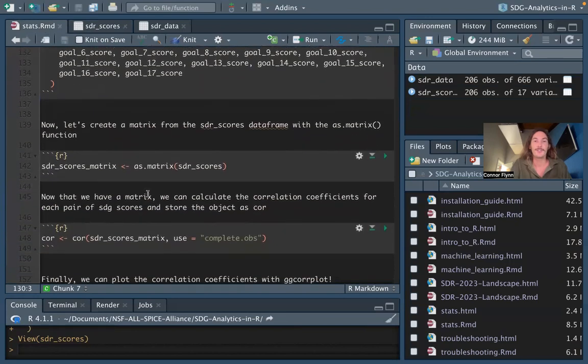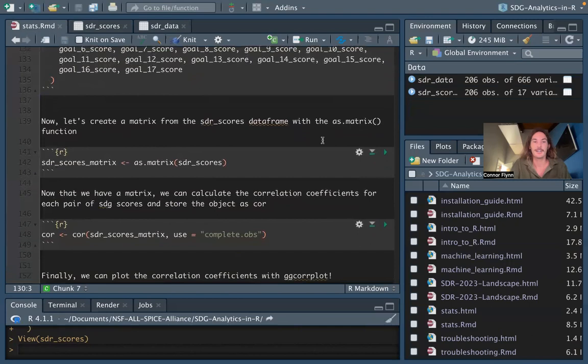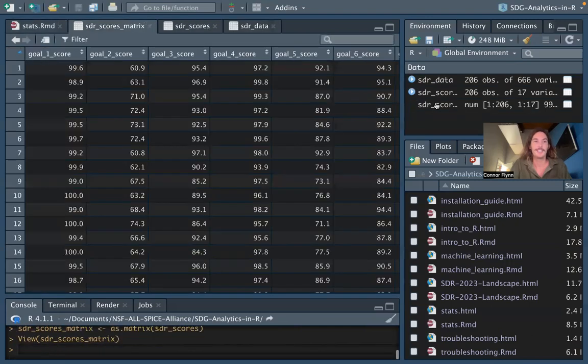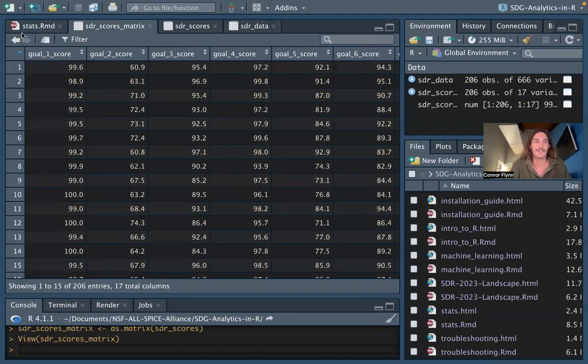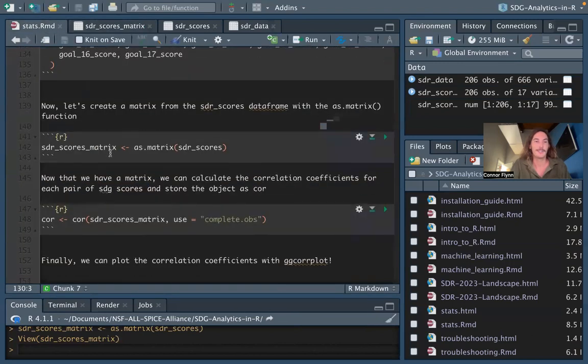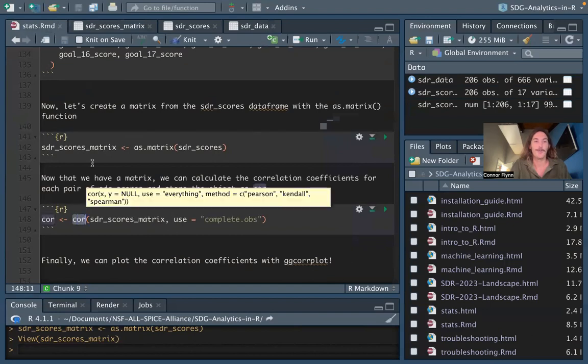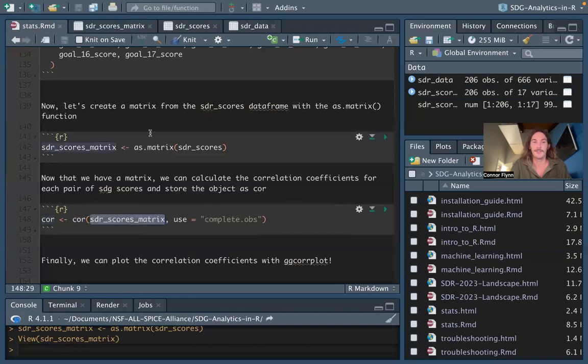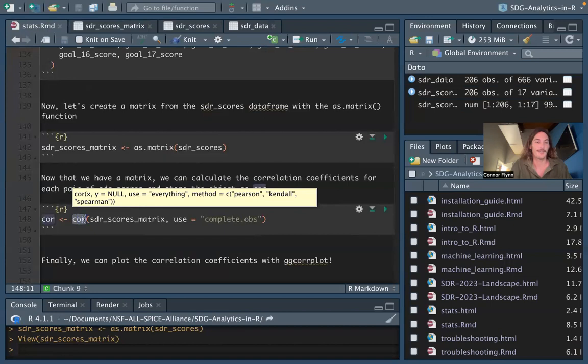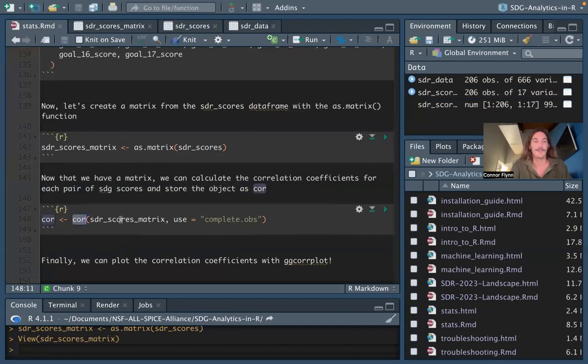And now we create a matrix from the data frame with the as.matrix function. You can see here when you click on it, it's very similar. The only reason we do this is because the correlation function, cor here, only takes matrices. It doesn't take data frames in this argument. So we need to make that data frame a matrix, even though it looks similar to us. It's just the way that cor function works, that it only takes a matrix and not a data frame.